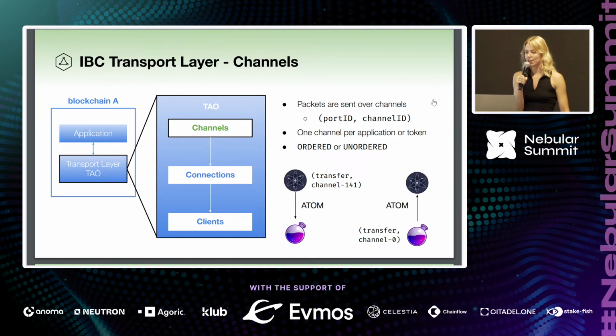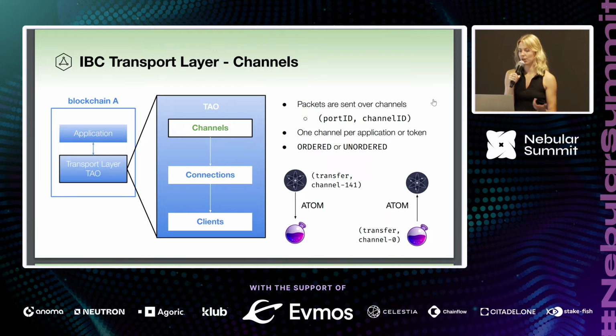And so these channels are where data packets are sent over. Every channel has a port ID and a channel ID. The port ID identifies the application that this channel is intended to be used for. And the channel ID is just a unique identifier for this channel, because it's important to note that one channel has a single application for it. So for instance, if I wanted to send Atom from the Hub to Osmosis, this would be through one channel.